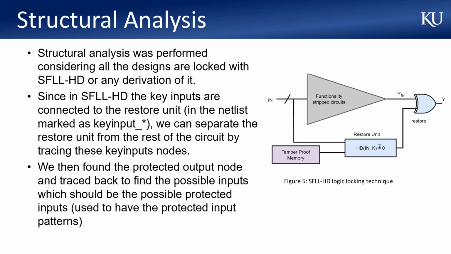Now, before applying our KEATON attacking framework, we first did a structural analysis on a given combinational design to find the critical inputs that produce the protected input patterns. Since all the given designs have key inputs, we presumed them to be locked with SFLL-HD. At first, we targeted the restore unit, which should get all the key inputs as input, and found the protected outputs. Then we traced back to find the possible critical inputs.